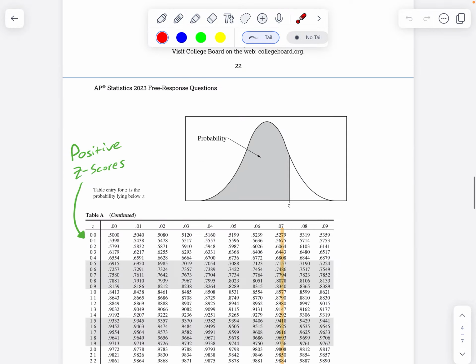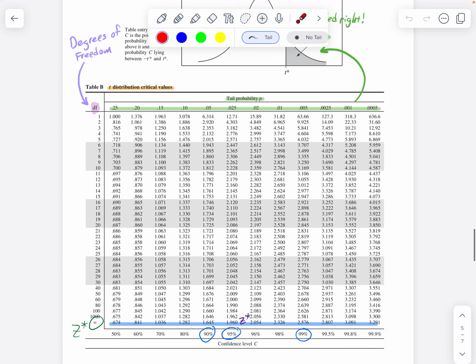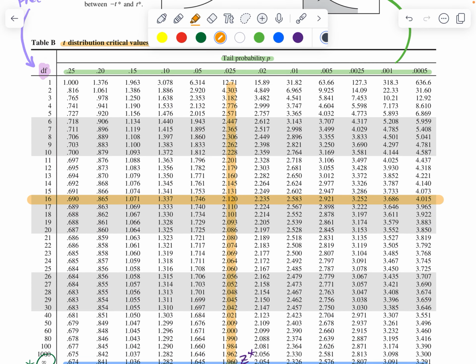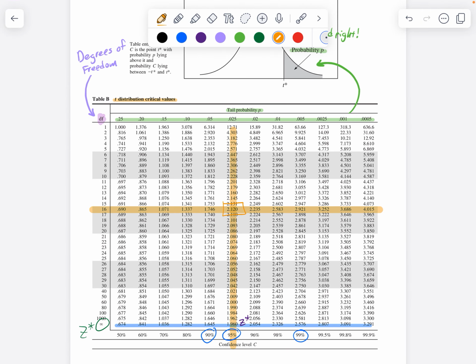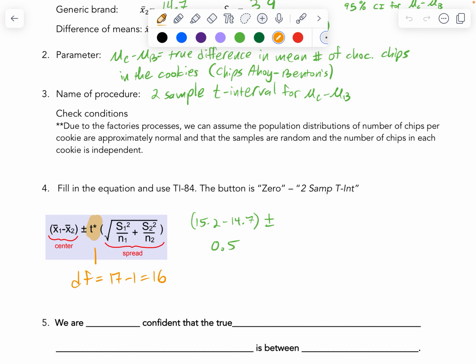We're going down to the table with the degrees of freedom right here, table B, and I need 16 degrees of freedom. And then where does that cross with 95%? So I've got 2.12. That is the critical value, 2.12.